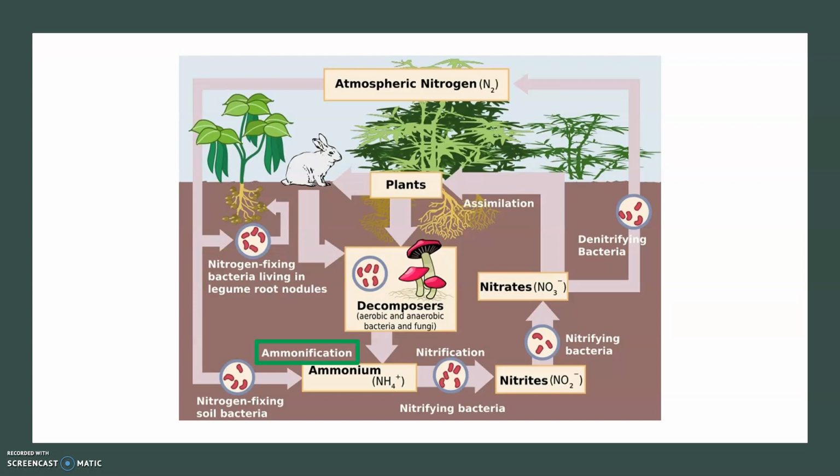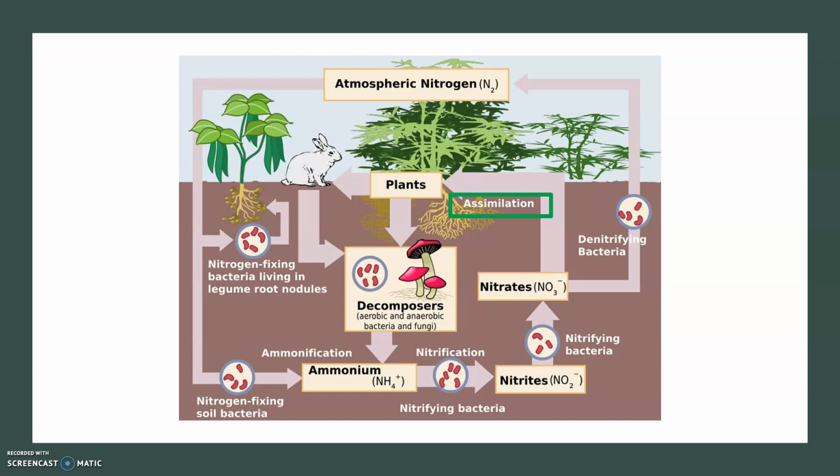Ammonium can be created via ammonification. In this process, decomposers such as bacteria and fungi break down organic matter and convert it into ammonia. During the process of nitrification, nitrifying bacteria convert ammonia and ammonium into nitrate.